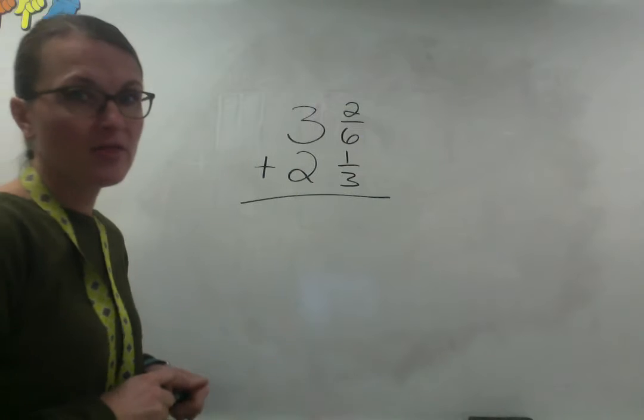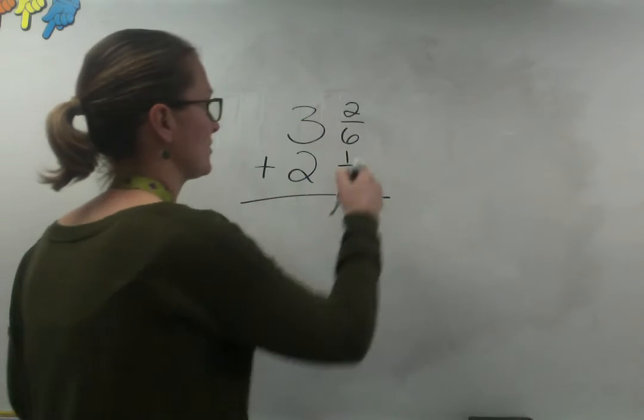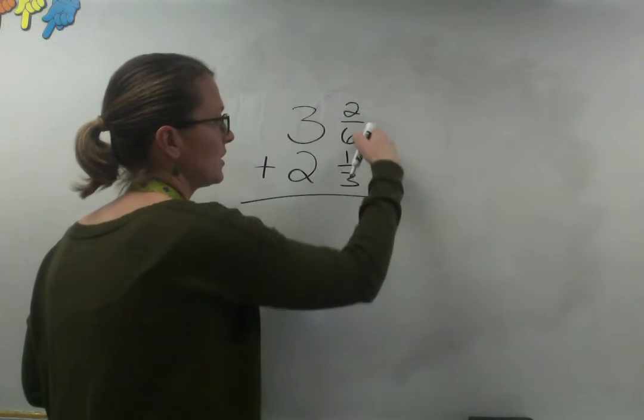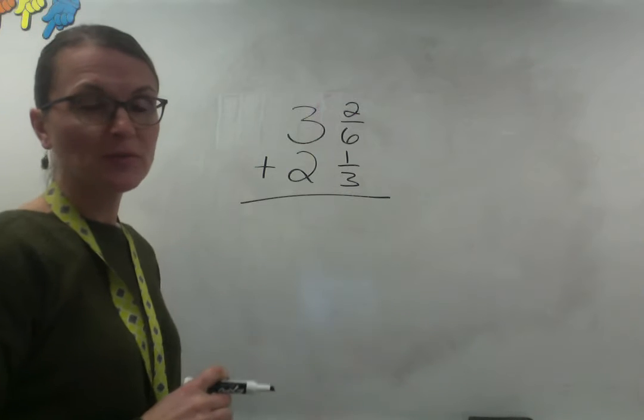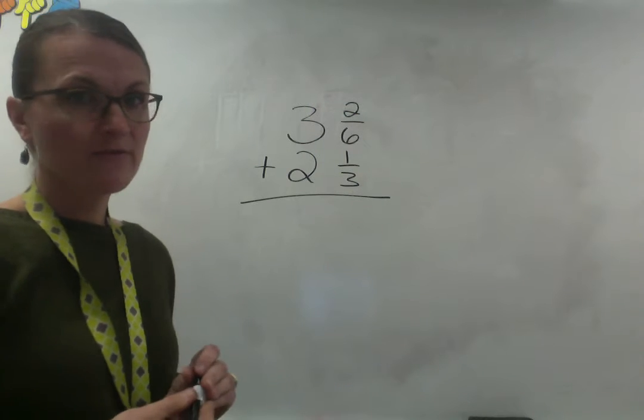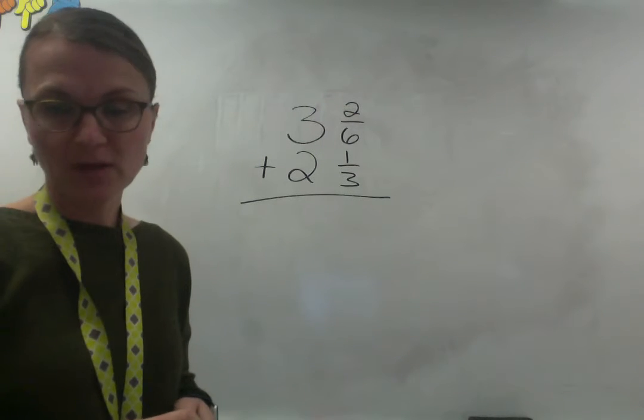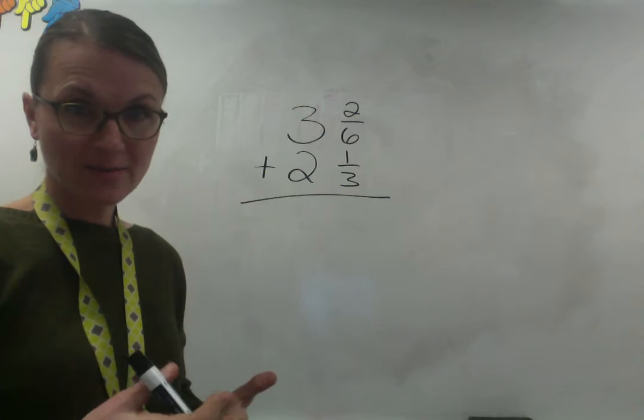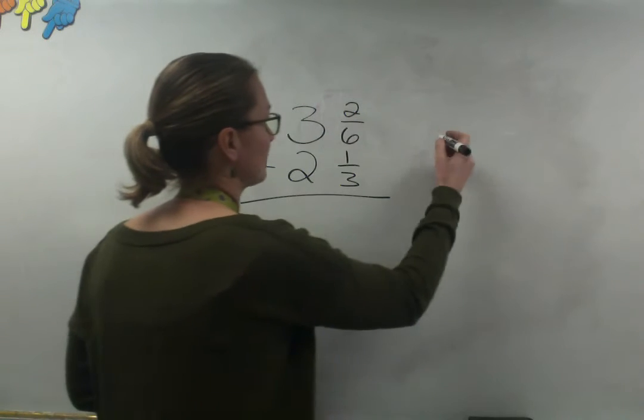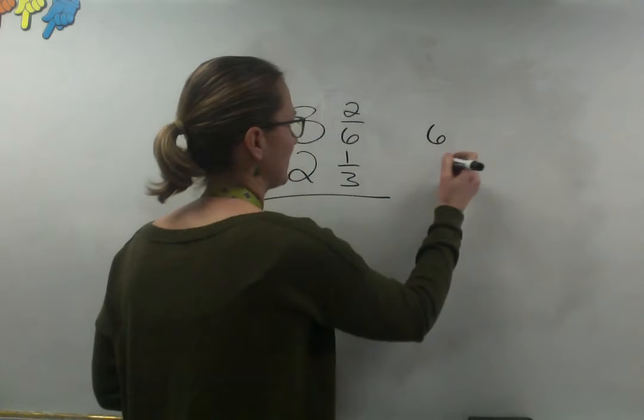Now remember, you have to first check your denominators. We have to add the fractions first, but we can't add those fractions if the denominator's not the same. So we have to go through and find the least common multiple and change that denominator. So we find the multiples of 6. Oh, wait a minute, and the multiples of 3.